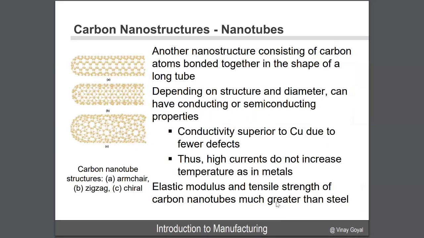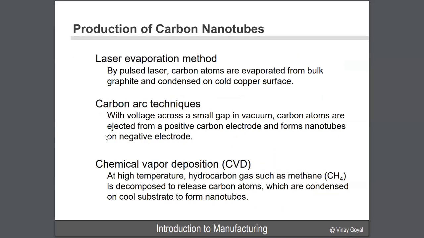You can create other shapes, like an armchair here at the top left. You have the zigzag here, and then you have the chiral. So 3 different shapes can be created. And by the way, these structures have a huge elastic modulus and tensile strength, much greater than steel. And also you can play around with these structures to be able to achieve particular conductivities and properties. So how do you produce carbon nanotubes? Laser evaporation method is one, carbon arc technique is another one, and chemical vapor deposition. So those are 3 techniques that people have used in industry to be able to achieve this.